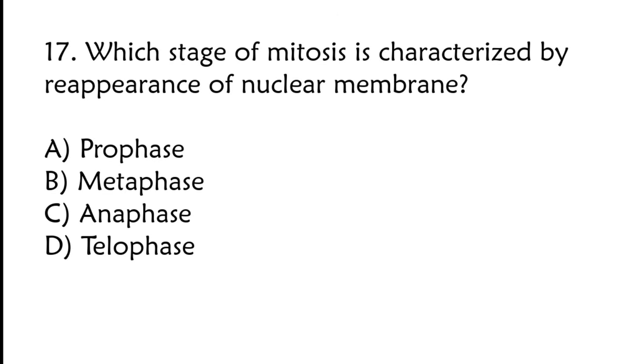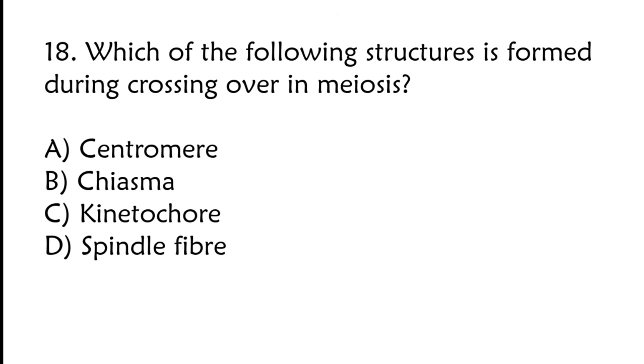Which stage of mitosis is characterized by reappearance of nuclear membrane? Correct answer is telophase. Which of the following structures is formed during crossing over in meiosis? Correct answer is chiasma.